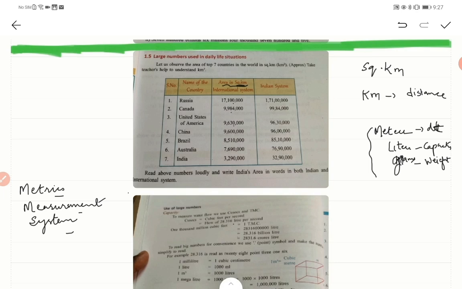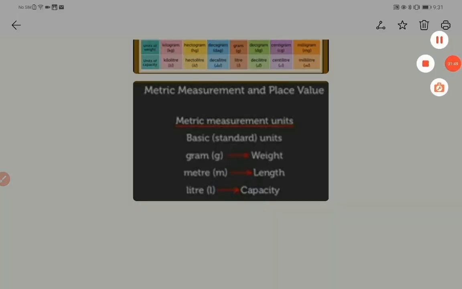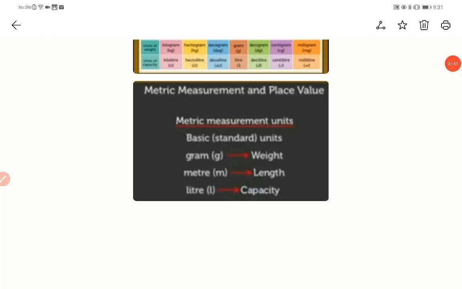By using these basic measurements, you use different measurements in your daily life, some for increased measurements, that is big measurements, or small measurements. So let's see these measurements now. Your basic measurements are grams, meters and liters, right?